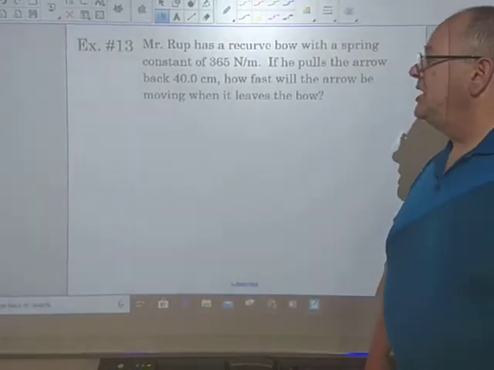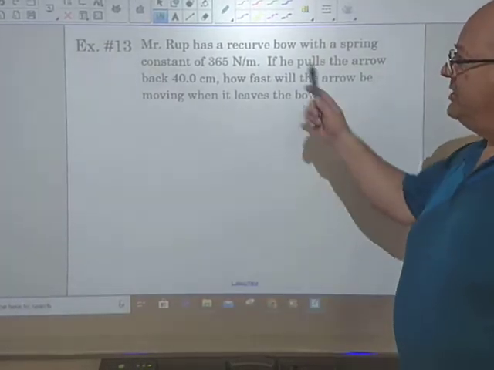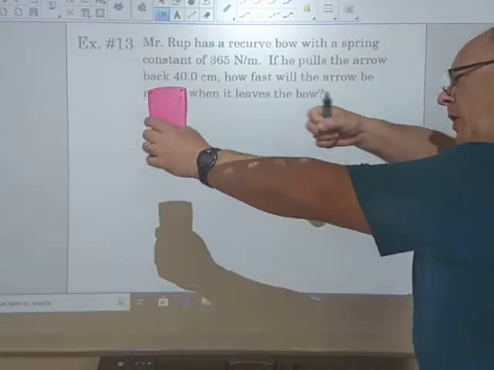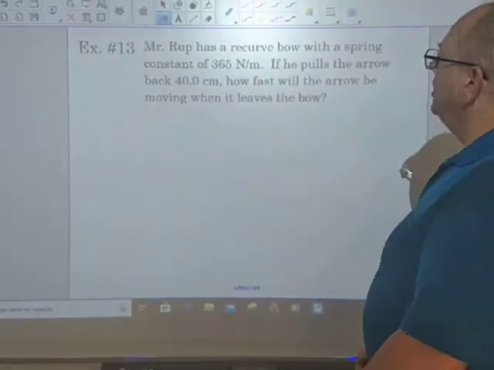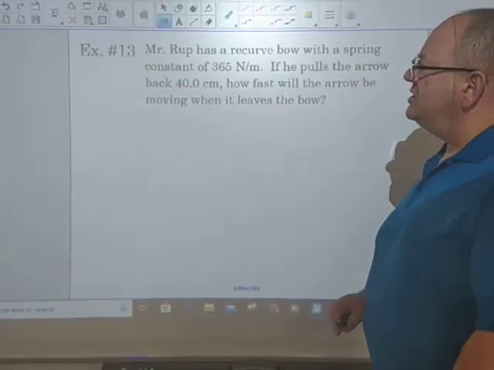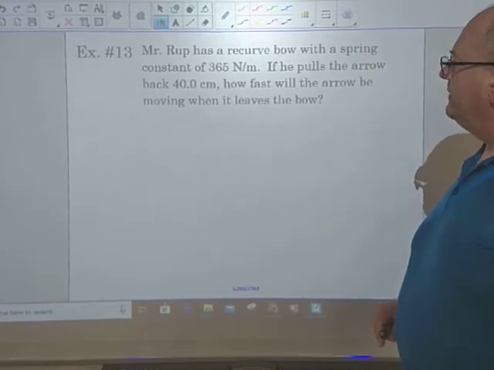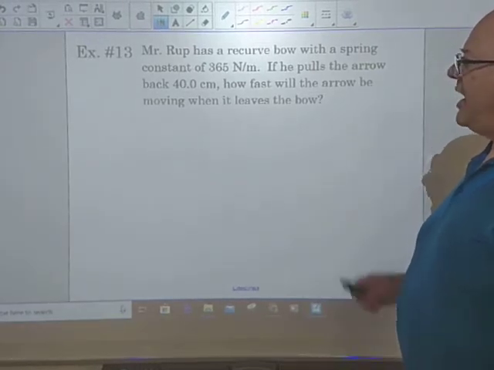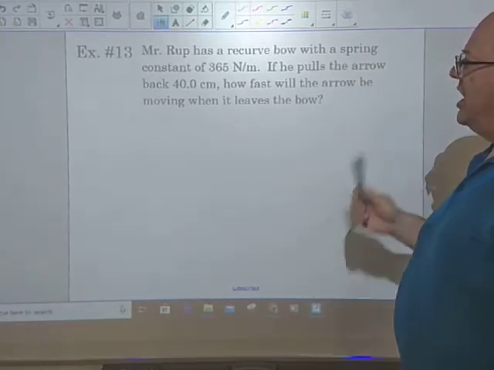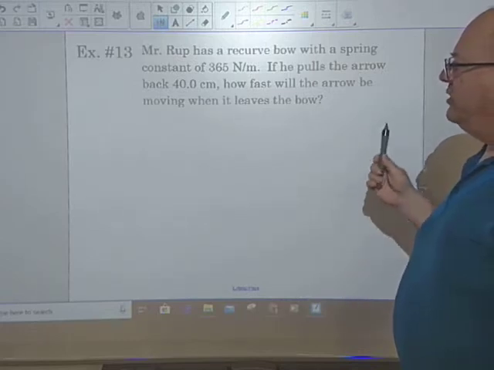All right. Example 13. Mr. Rupp has a recurve bow. It's got a spring constant of 365 newtons per meter. If he pulls the arrow back 40 centimeters, how fast will the arrow be moving when it leaves the bow?